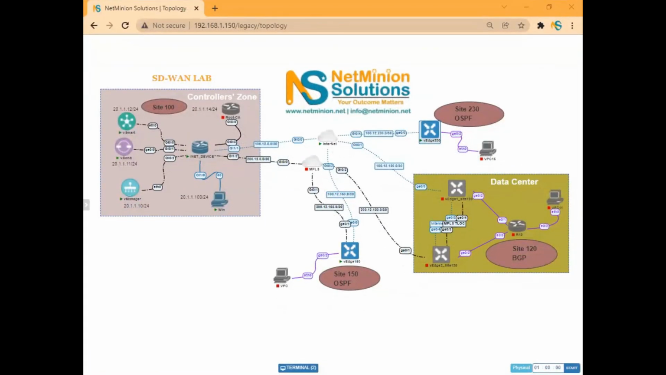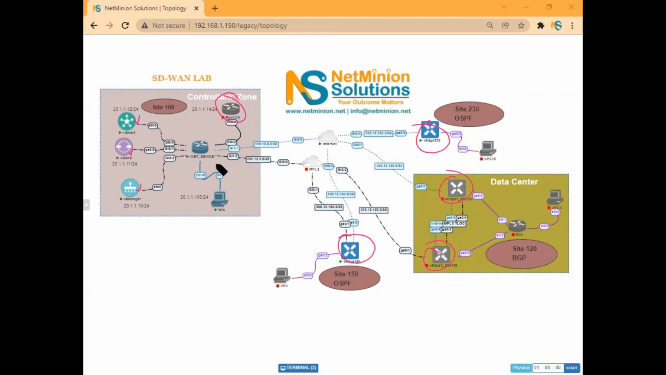So this is the lab topology on which we will work. Here you can see we have all of the controllers available: vSmart, which is our control plane, vBond, the orchestration plane, vManager for your management plane, and all of the vEdge devices for your data plane.